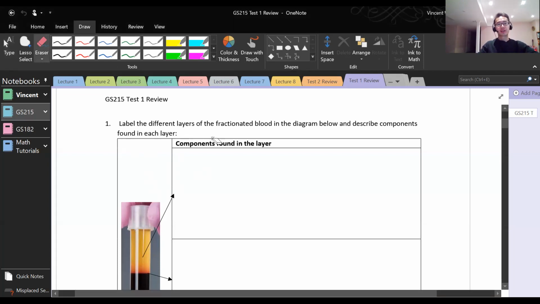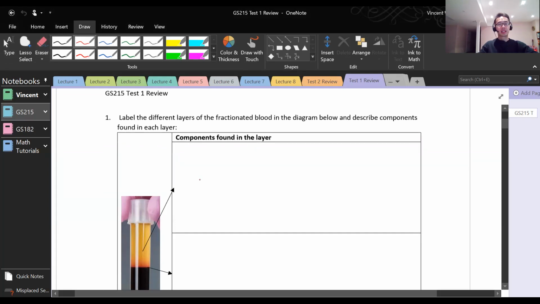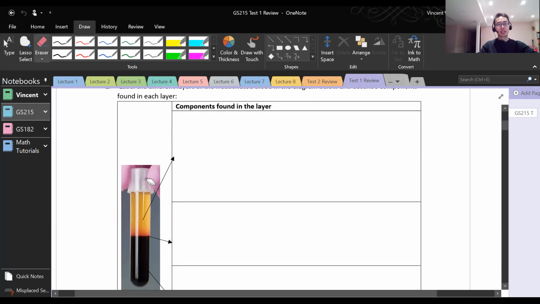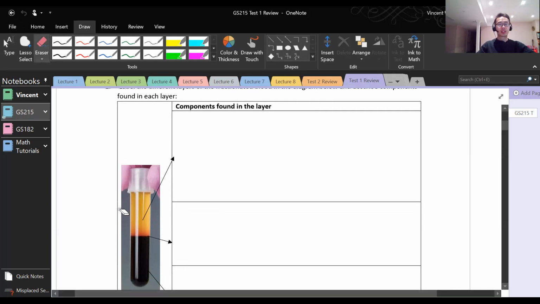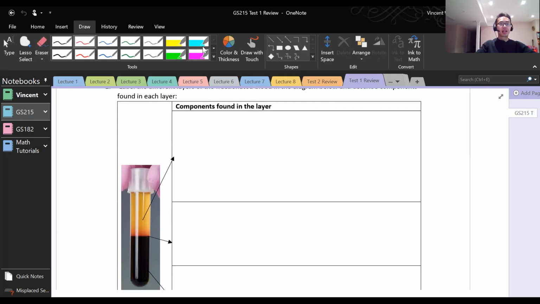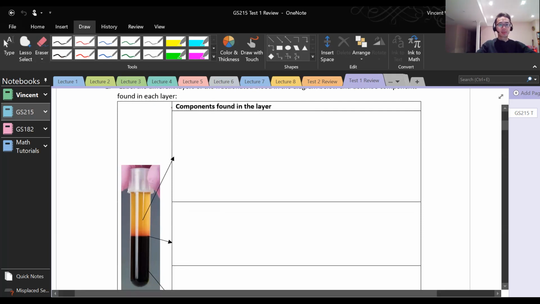Label the different layers of the fractionated blood in the diagram below and describe components found in each layer. Okay, so if you take a sample of blood and you spin it at very high speed using a centrifuge, you will separate it into the liquid portion as well as the cellular portion. So the liquid portion is what we call the plasma. Okay, plasma.